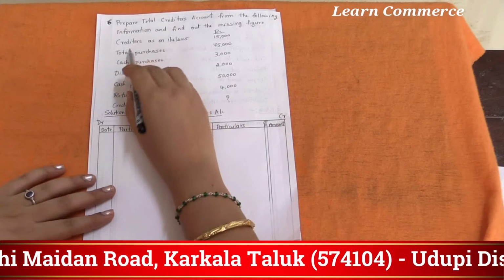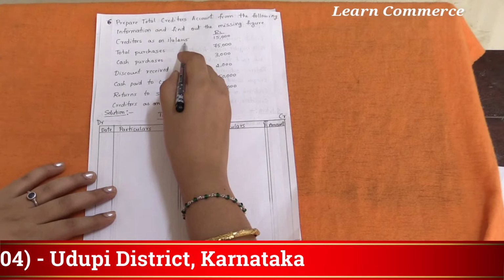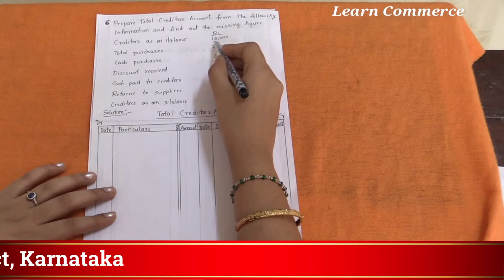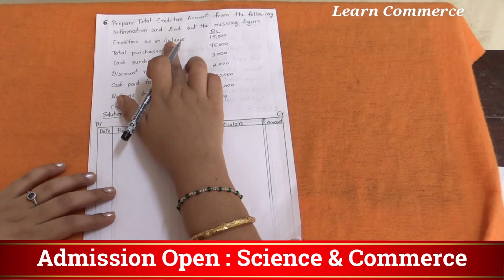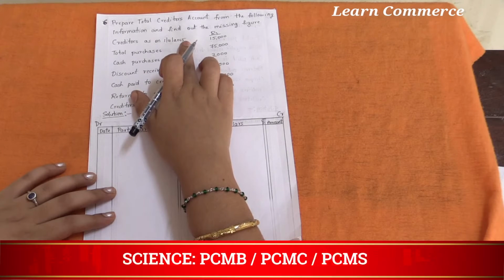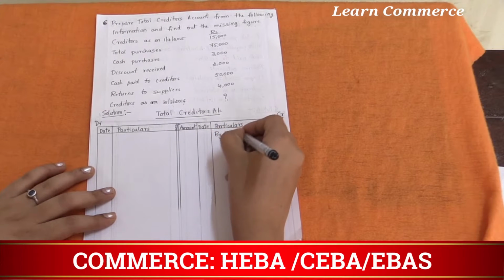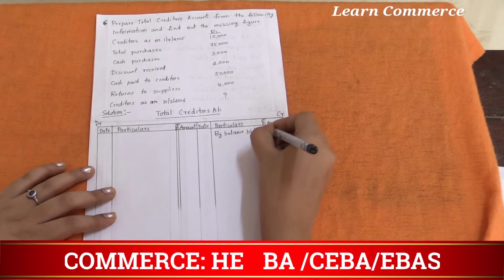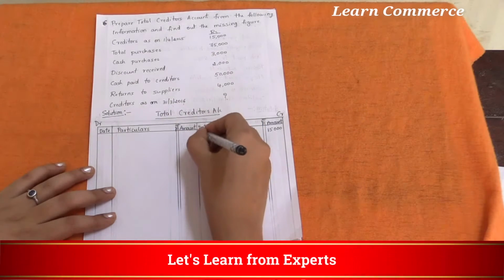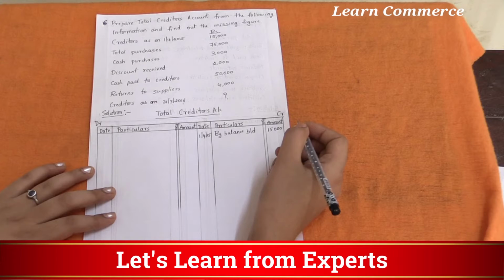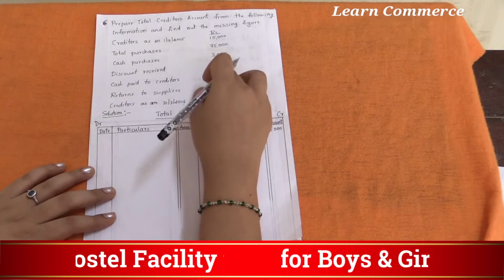Creditors as on 1st April 2015, that is 15,000, is given. So here creditors opening balance is always recorded in the credit side, that is by balance brought down. Amount is 15,000. The date is 1/4/2015. Then here given total purchases 75,000, cash purchases 3,000.